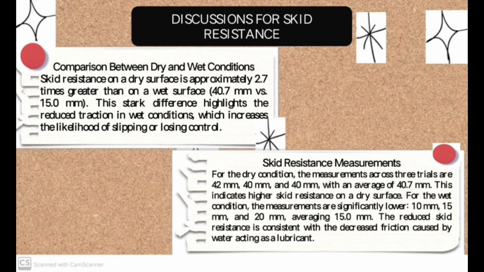For the skid resistance measurements, for the dry condition, the measurements across 3 trials are 42, 40 and 40mm with an average of 40.7mm. This indicates higher skid resistance on a dry surface. For the wet condition, the measurements are significantly lower: 10mm, 15mm and 20mm, averaging 15.0mm. The reduced skid resistance is consistent with the decreased friction caused by the water acting as a lubricant.